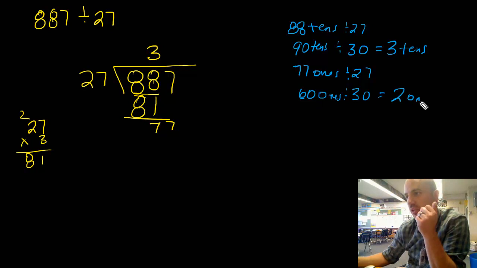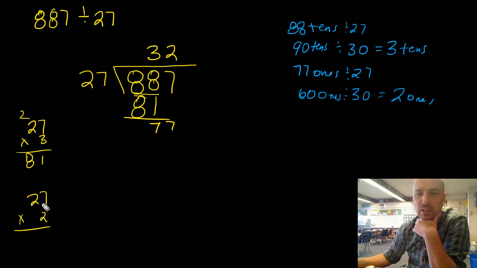And that's 2 ones. And so I'm going to go ahead and take this 2 ones, and bring it over into here. I have 2 ones. Now I need to find out what 2 groups of 27 are. So I'm going to take my 27 and multiply it by 2. I can do mental math on this one: 7 times 2 is 14. 2 times 2 is 4, plus 1 is 5, 54.